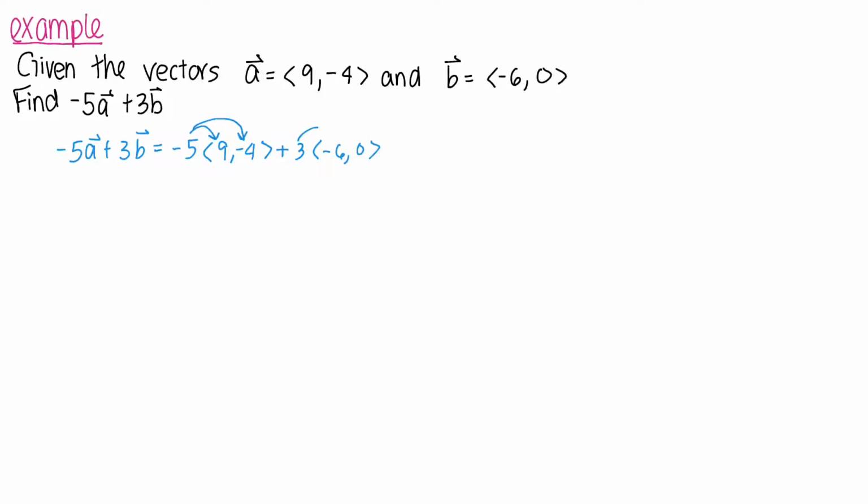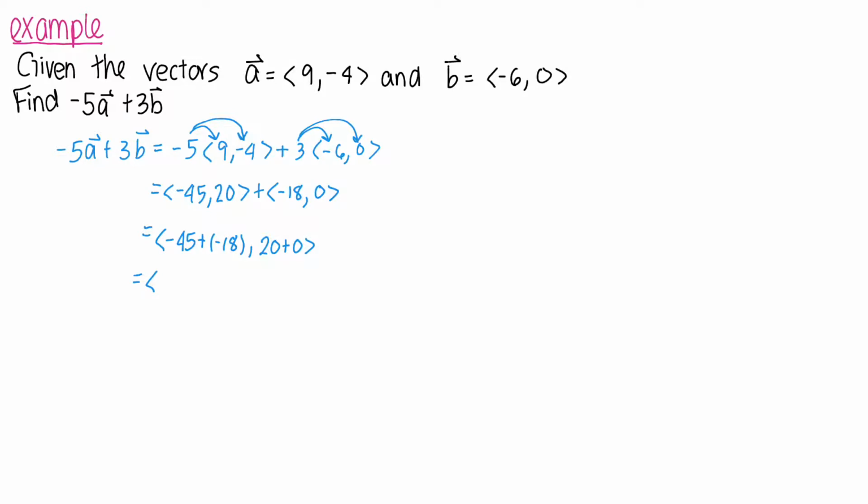We're going to distribute first. Negative 5 times 9 is negative 45. Negative 5 times negative 4 is 20. 3 times negative 6 is negative 18. And 3 times 0 is 0. Now that we've distributed the constant, we can go ahead and just add straight. So our horizontal components are added together and our vertical components are added together. So we have negative 45 plus negative 18, comma, 20 plus 0.